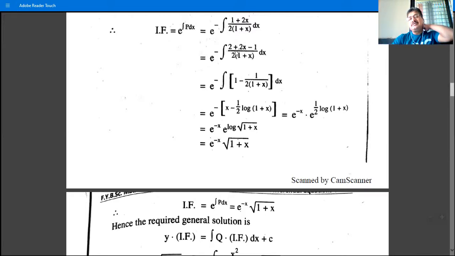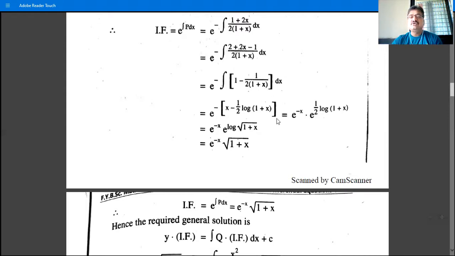this is the factorization of this 1 plus 2x. So write 1 plus 2x as 2 plus 2x minus 1, because 2 minus 1 becomes again 1, and then for 2 plus 2x take 2 common. So we have 2 plus 2x divided by 2 into bracket 1 plus x, divided by 2(1 plus x), which is 1, and minus 1 by 2(1 plus x). Then the integration of 1 is x, and minus 1/2, a constant, times 1 by 1 plus x gives log of 1 plus x.